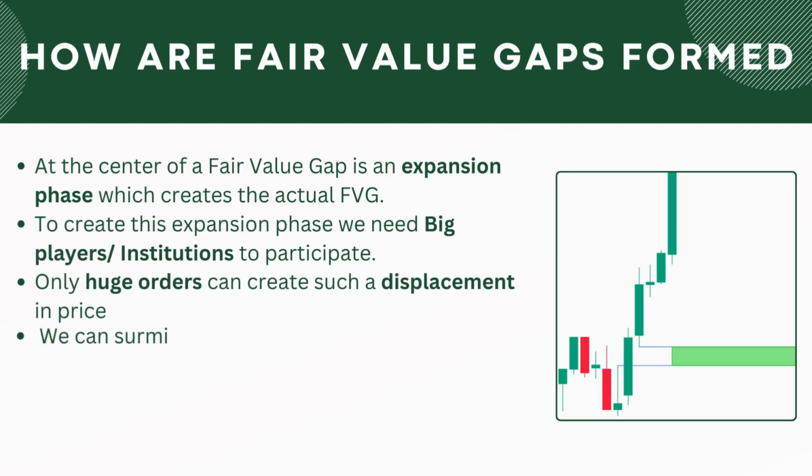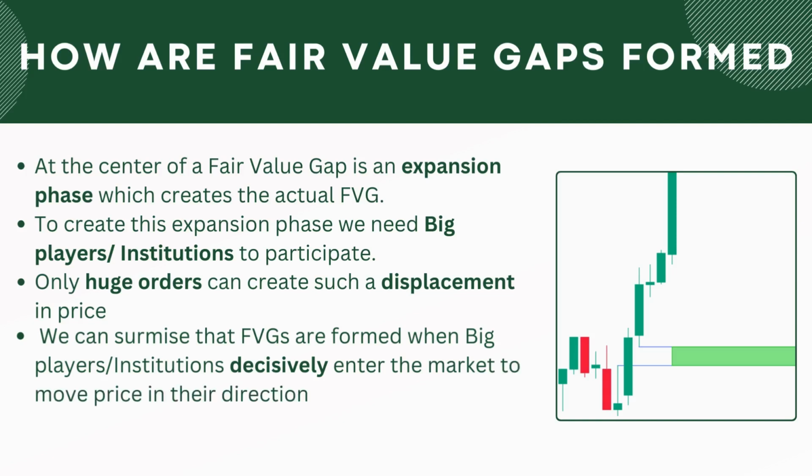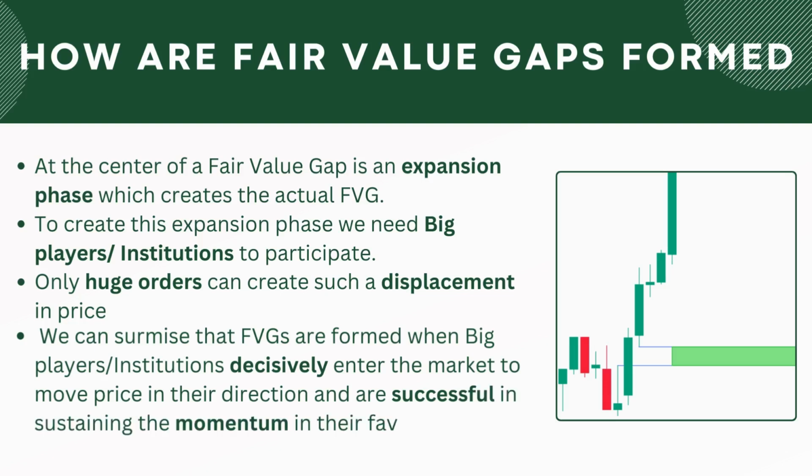And hence we can surmise that fair value gaps are formed when big players, big institutions decisively enter the market to move price in their favor, in the direction that they wanted to move, and are now, very important, able to sustain this momentum. That is when you get a fair value gap. If that momentum cannot be sustained, then there will be no fair value gap.